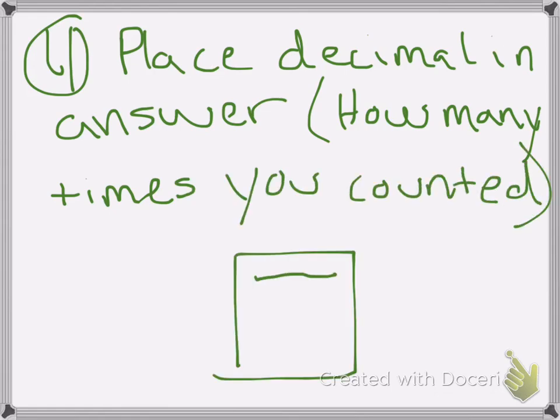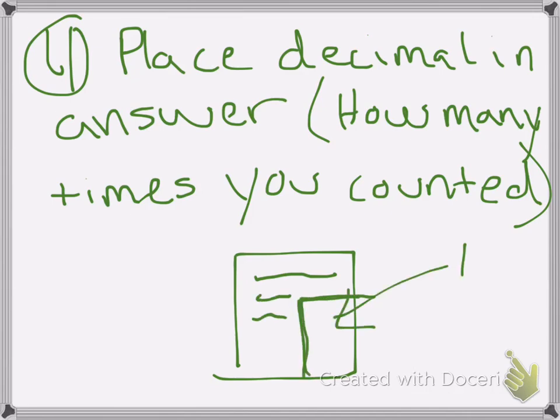So, step 1, line up your place value. Step 2, solve. Step 3, count your decimals. Step 4, place your decimal in your answer, how many times you counted. In our example, we'll go over what that means exactly.